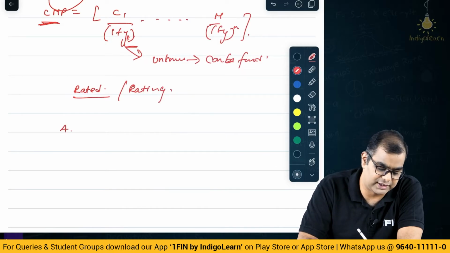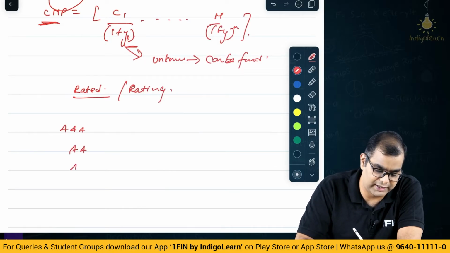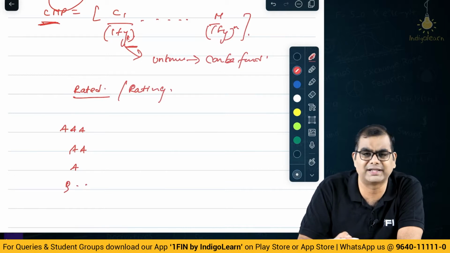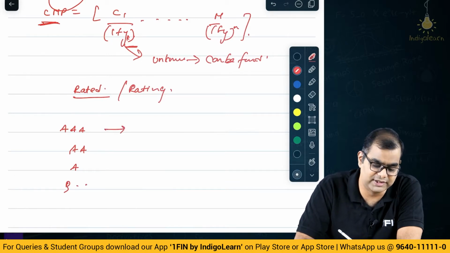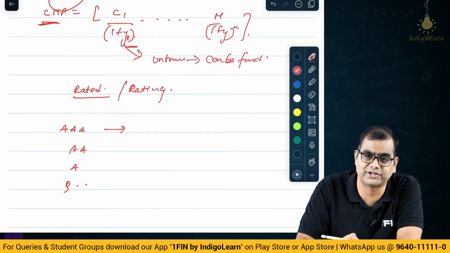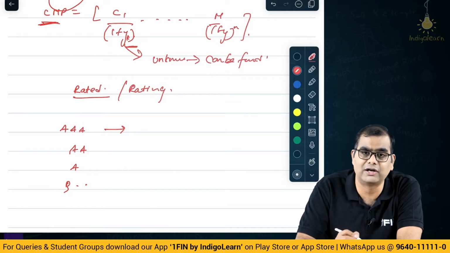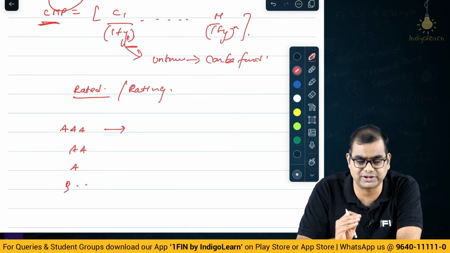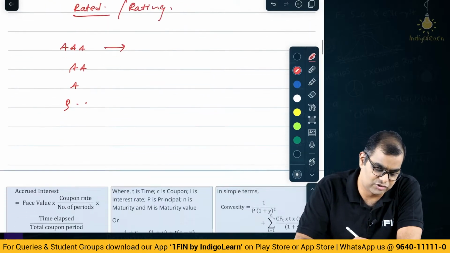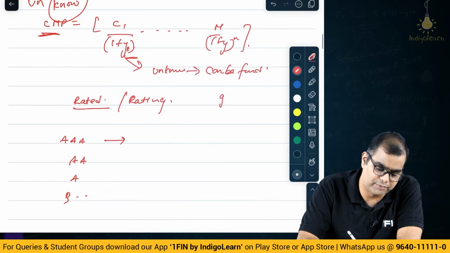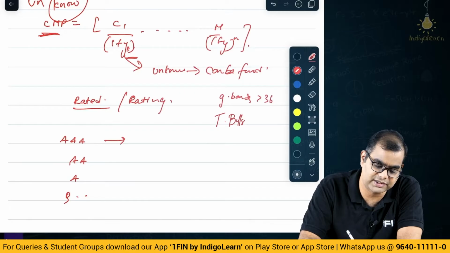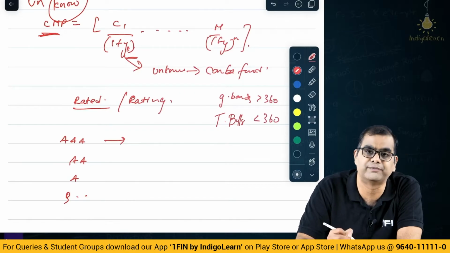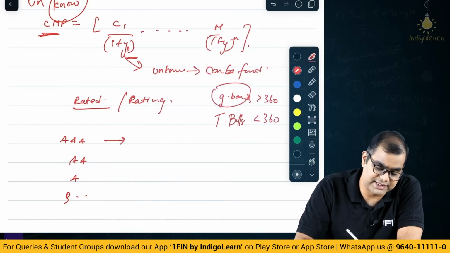So if there is a AAA bond, AA bond, A bond, B bond, BBB, like that, you will have varieties of rating. So typically what they say is, this AAA is going at equivalent to government securities. So Government of India also has bonds. Government of India issues 5-year securities, 10-year securities, 15-year securities, and they issue something called T-bills, which have maturity less than 360 days. So you have government bonds, which are greater than 360 days, and T-bills, which are less than 360 days maturity. Okay, so you take these as the base.